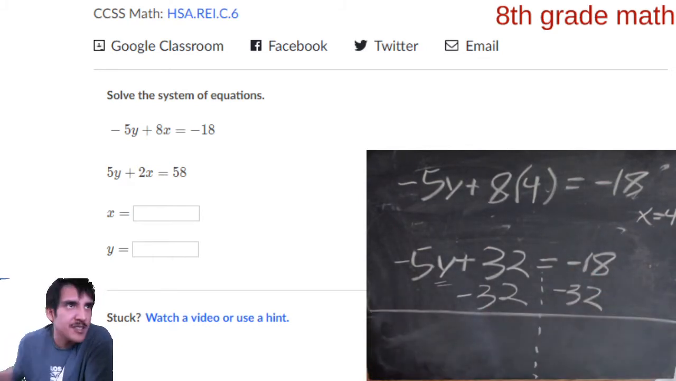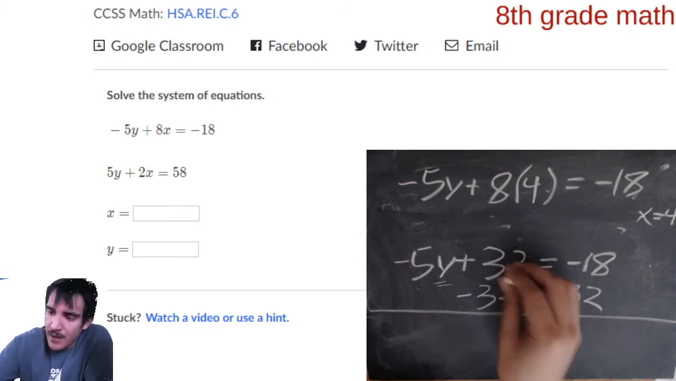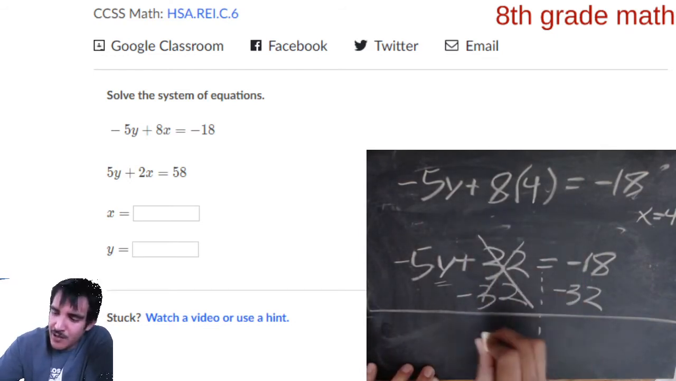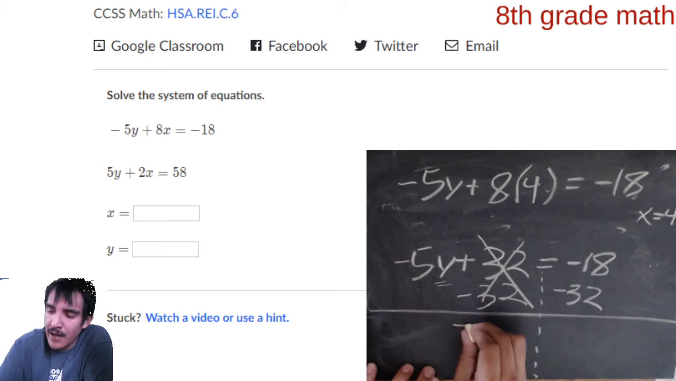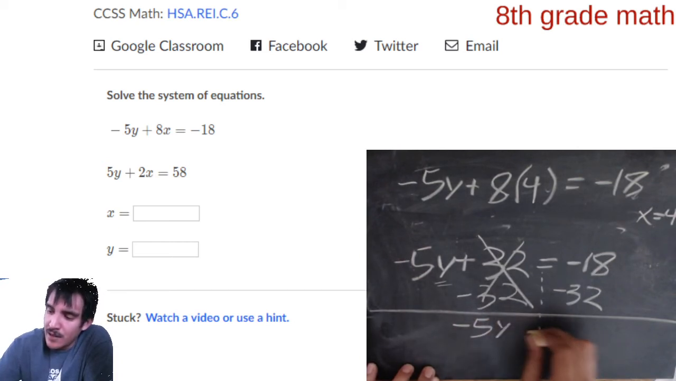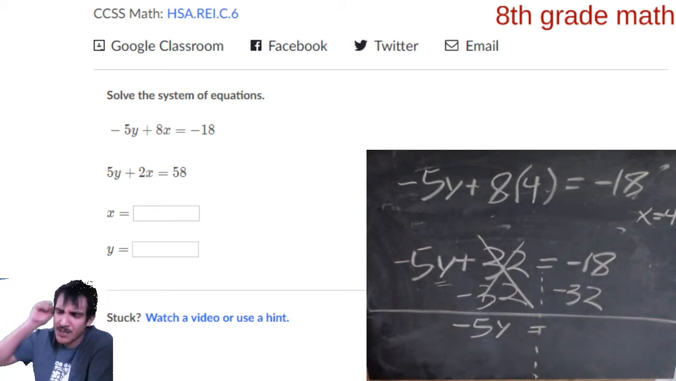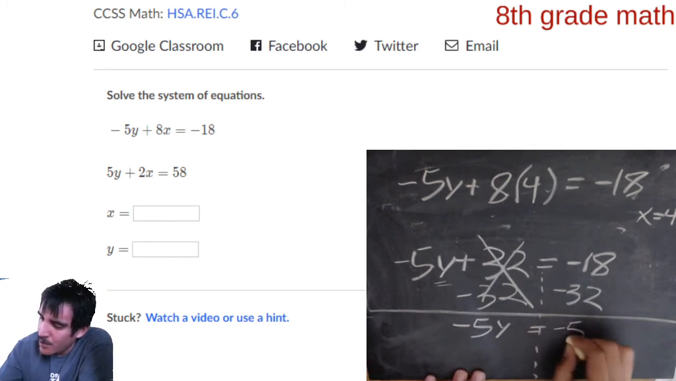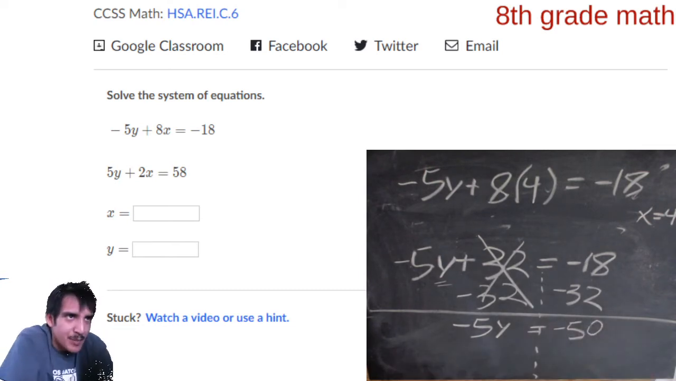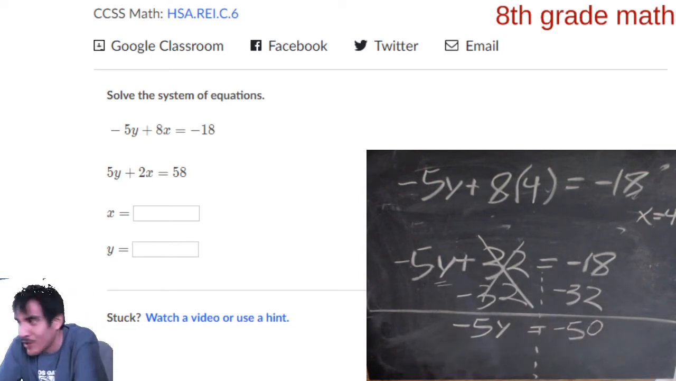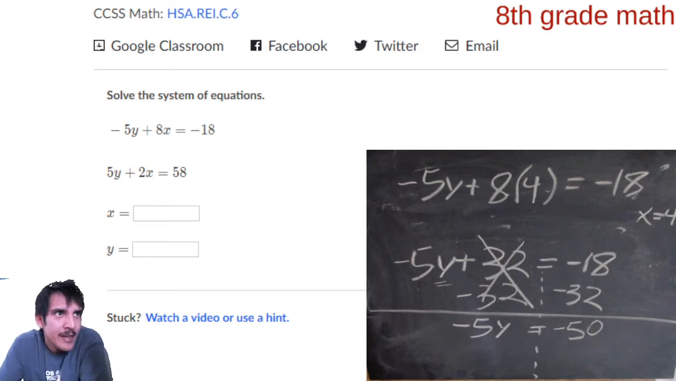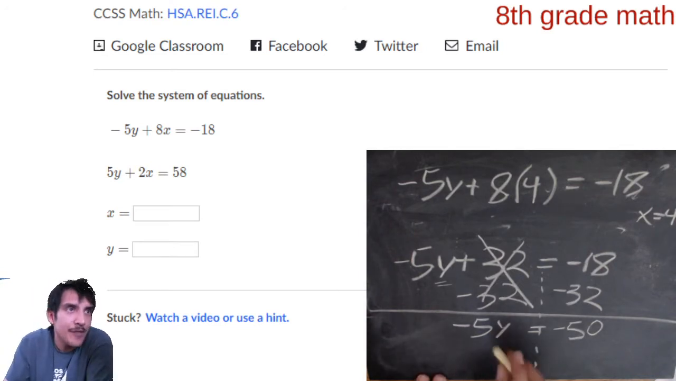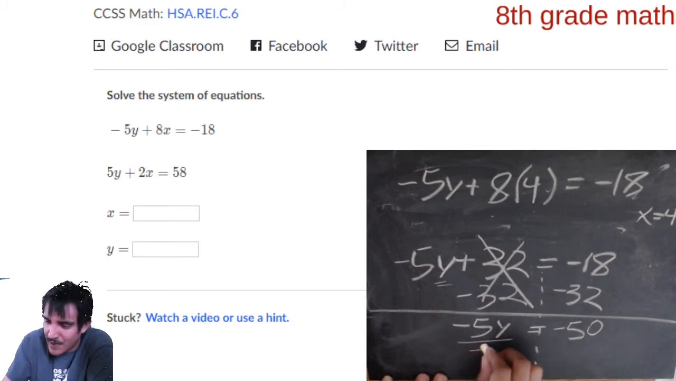At this point, we're just solving just like we used to solve, okay? 32 minus 32 gets crossed out. So you bring down negative 5y equals negative 18 plus negative 32. If you have a calculator at home, please do that. If I'm wrong, then I'm wrong, guys. No, I'm just kidding. This is completely right. But please double check it because I urge you guys to do your own work, all right? You get negative 50. And then to get rid of this negative 5 coefficient, we divide by negative 5.